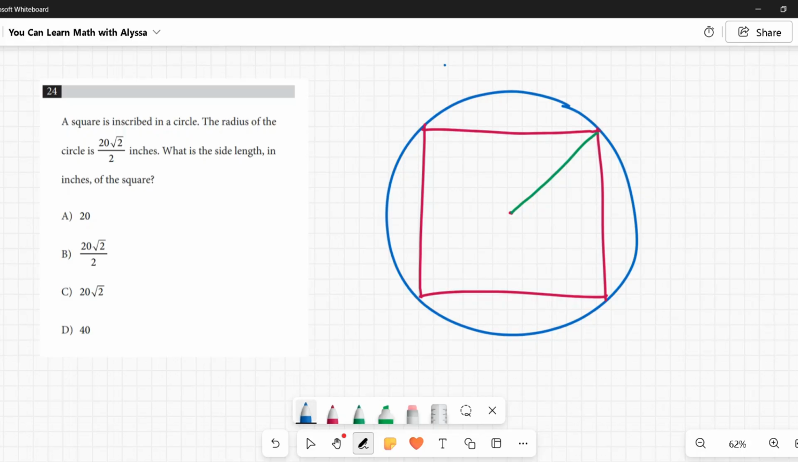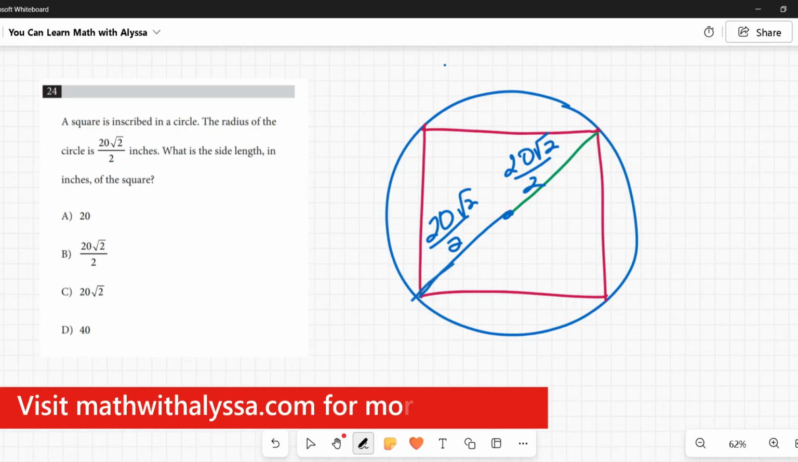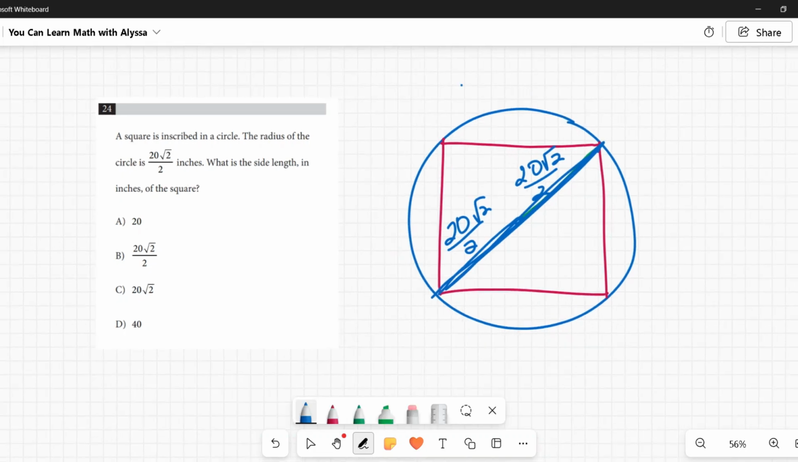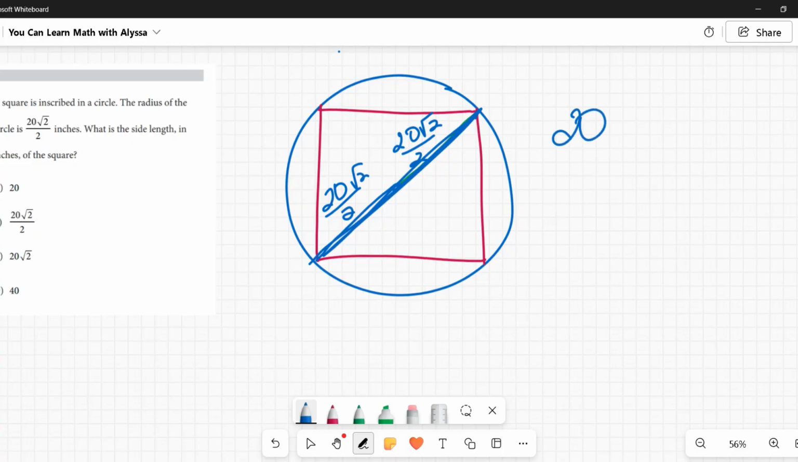So if I draw a second radius, I'm going to draw it the other direction with a different color. I've now made a diameter. Please forgive that it's not perfectly lined up. I'm just freehanding with a stylus on a screen, so it's not perfect. Okay, so each of these radii is 20 square root of 2 over 2. So I have two of these. So the length of this diameter, this diagonal of the square, is 20 square root of 2 over 2 times 2, because we have two of them.